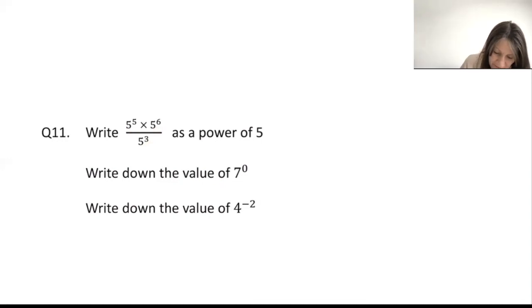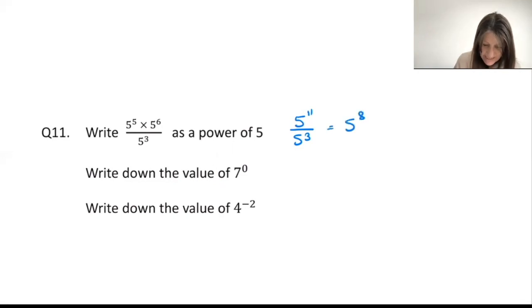So think about the top. We've got 5 to the 5 times 5 to the 6. It's a times, so we add. We end up with 5 to the 11 over 5 to the 3. That's your first mark. That's your method. And then you finish it off using your division rule, which is to take the powers. And 11 take 3, I'm giving you the answer, is, of course, 8.